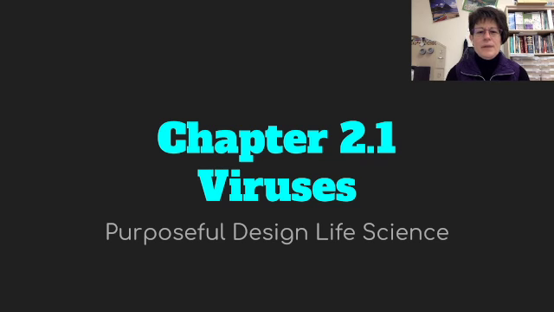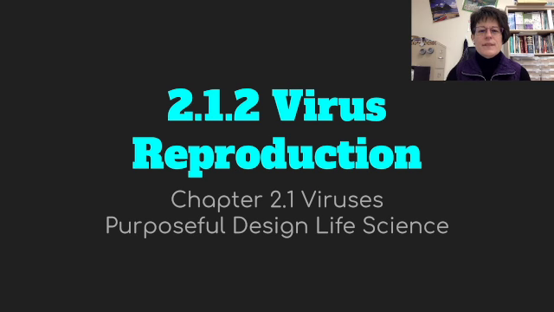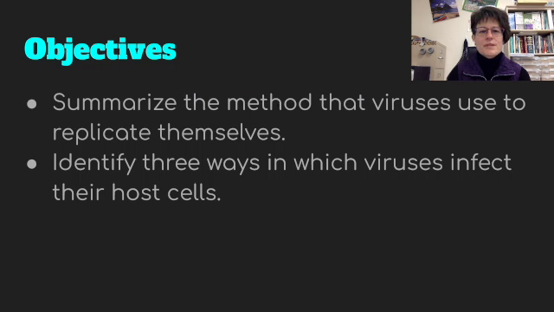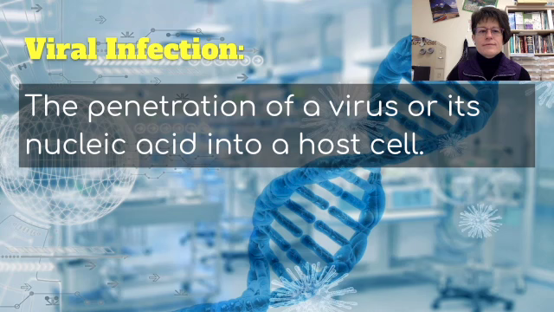Hello, everybody. It's Mrs. Pound, and we are studying Chapter 2.1 on viruses from Purposeful Designs Life Science. The section we're going to cover today is Section 2.1.2 on virus reproduction. Our objectives are to summarize the method that viruses can use to replicate themselves and identify 3 ways in which viruses infect their host cells.